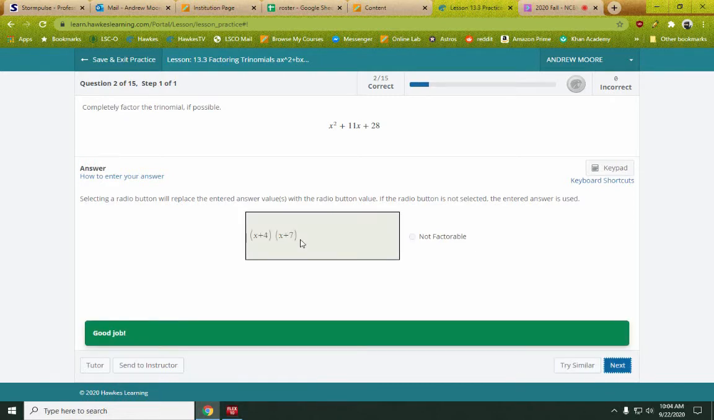And it doesn't matter the order that you actually put these things in. I could have put x plus 7 and x plus 4, and it would have counted just the same. So don't worry about your order.